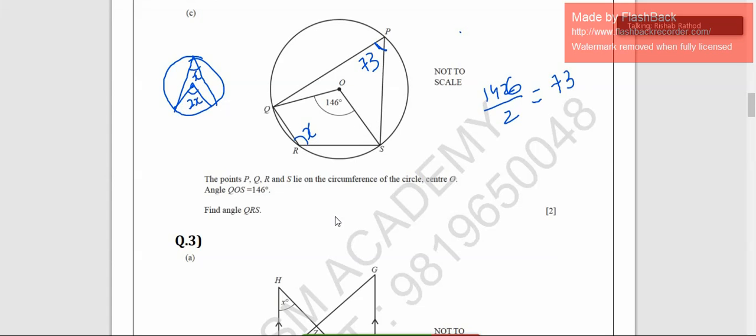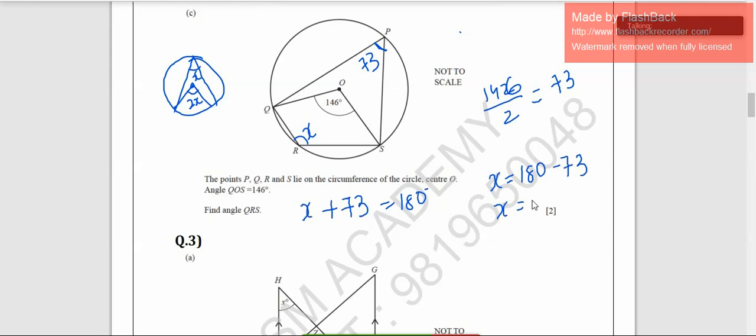Cyclic quadrilateral, opposite angles are supplementary. We just did. This is a plus sign. Okay. That's 107.